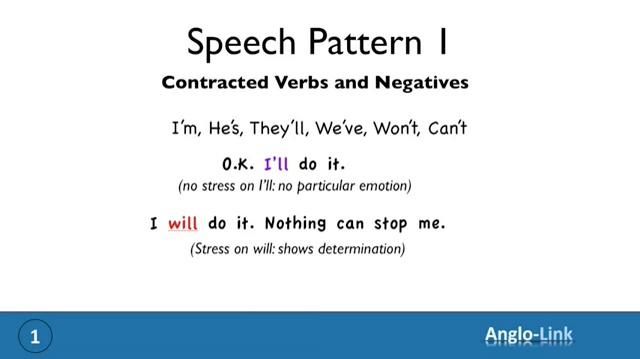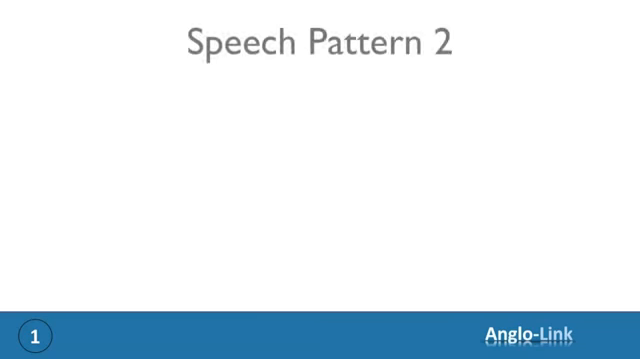Moving on to speech pattern number 2. Speech pattern number 2 is called weak forms. Grammatical words such as modal verbs, possessive adjectives, prepositions, etc. are seldom fully pronounced in a sentence. The vowel in them is reduced to a shorter vowel or disappears completely. Let's look at some examples.